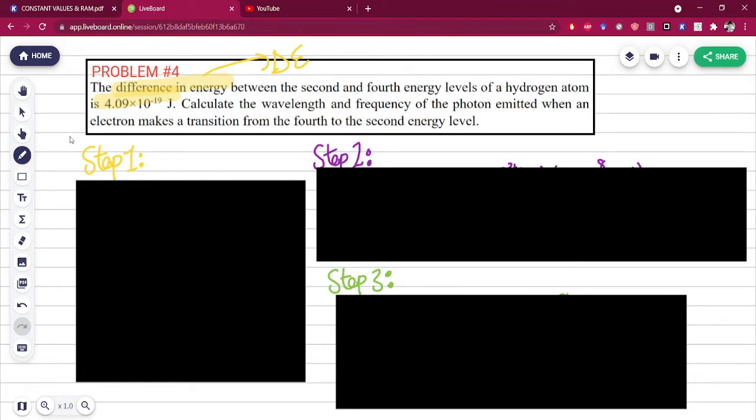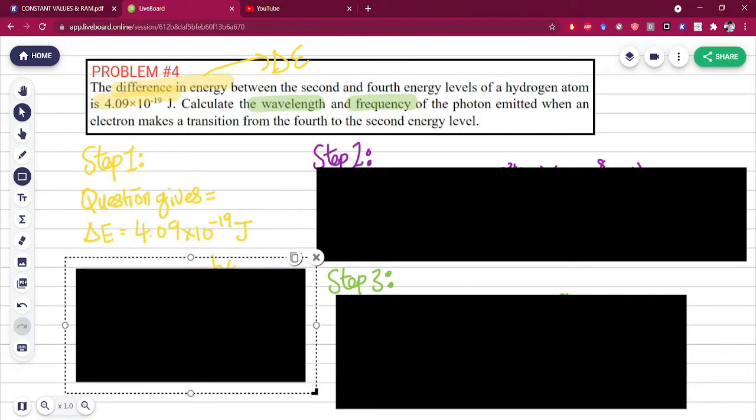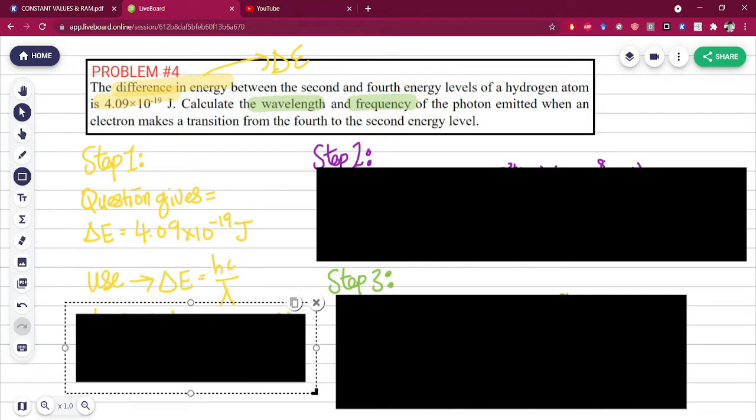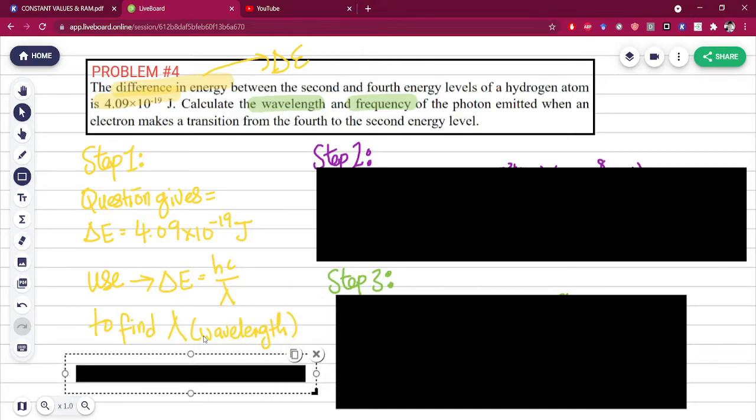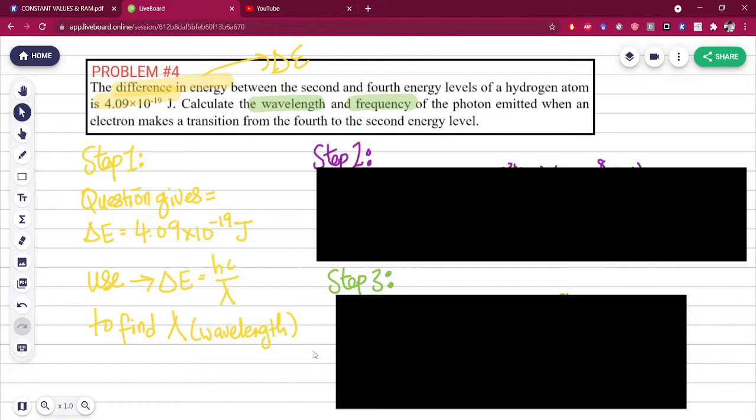And you need to do a couple of things. You need to get the wavelength and frequency. Okay, we have done this many times. So how do you do that? You have the difference in energy given to you, and you can use that to find wavelength. How? You can use this formula, delta E equals hc over lambda, to find the wavelength.